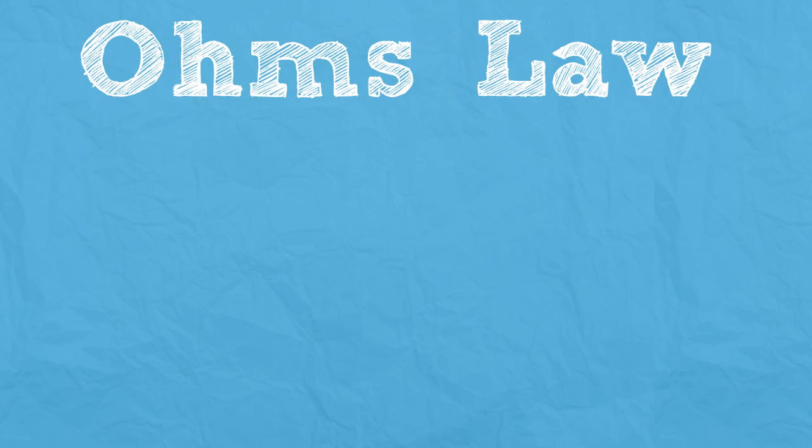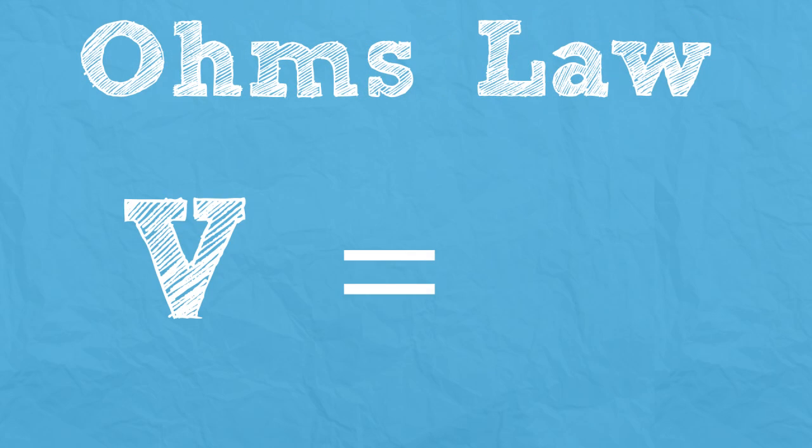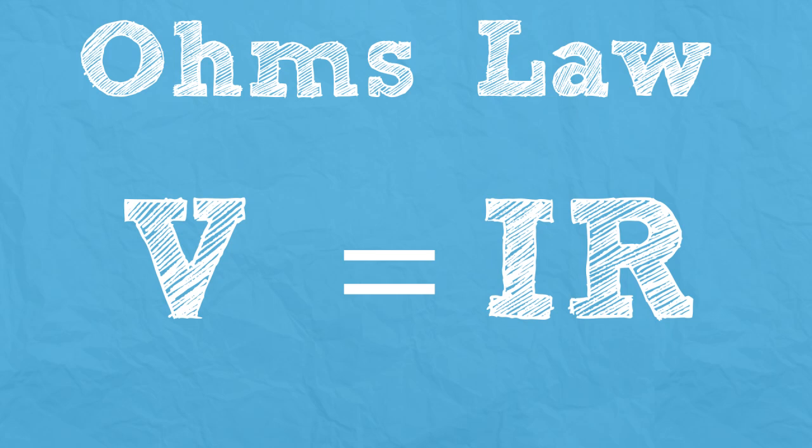The relationship between these three terms can be described by Ohm's law, which states that voltage in volts is equal to the current times the resistance. By rearranging this equation, we can know one of the variables if we already know the other two.